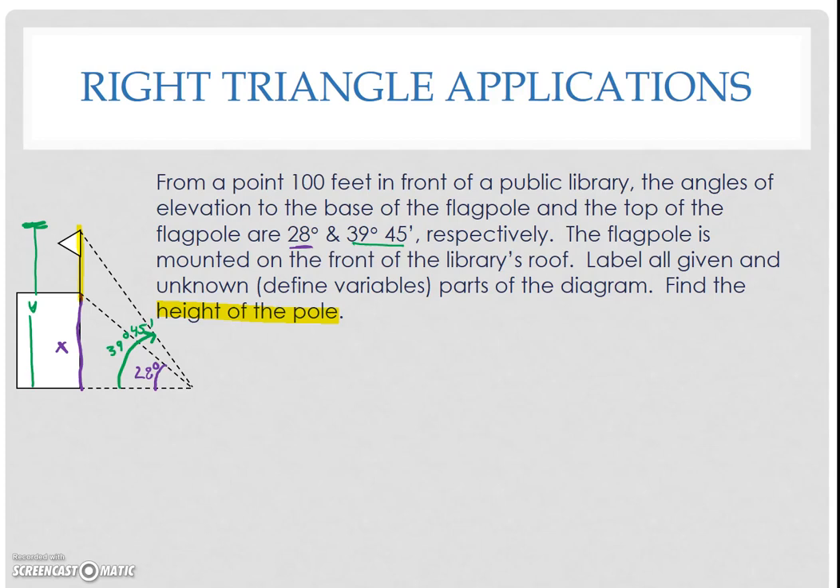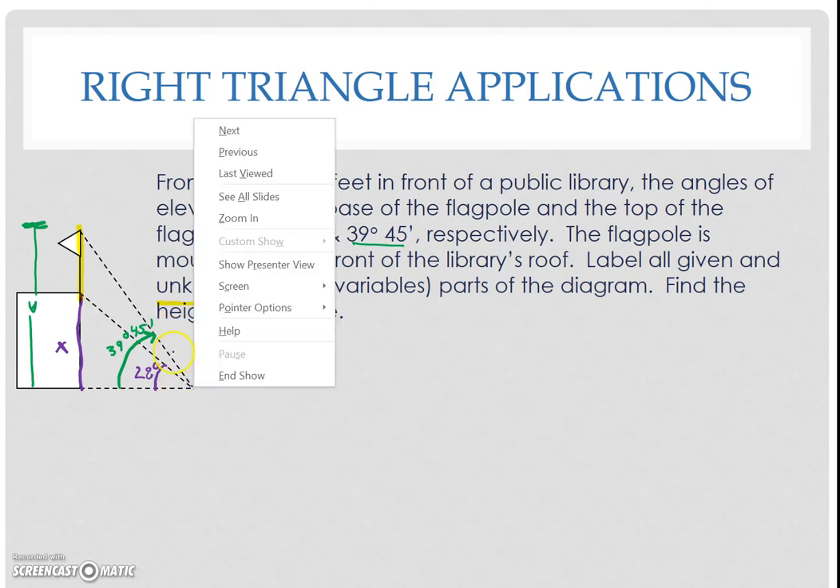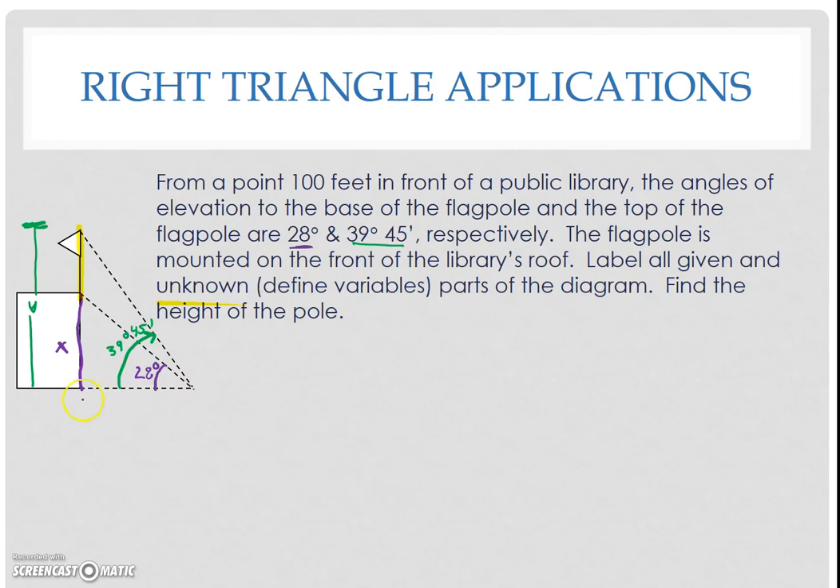Okay, class, so today we're going to work on some right triangle applications. So here we are, at a point that's 100 feet in front of the public library. So from here all the way to this public library, this white box, this distance here is our 100 feet.